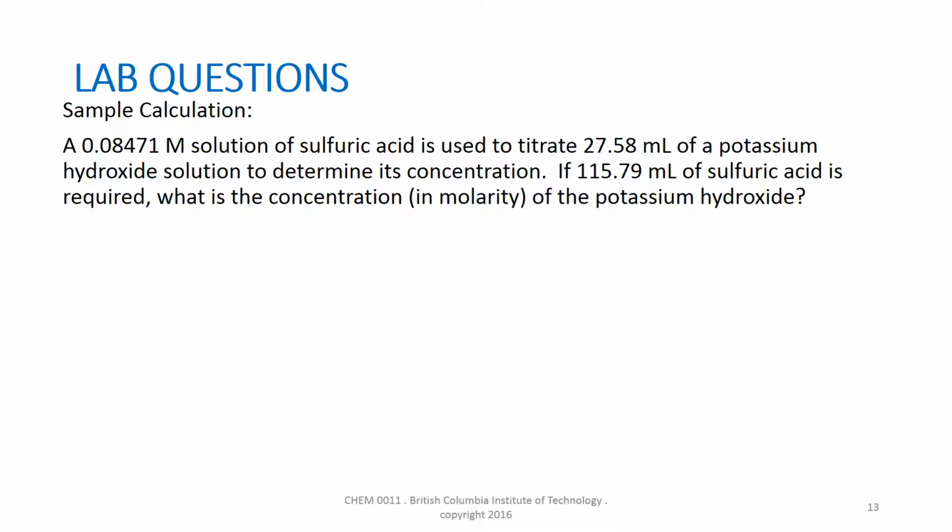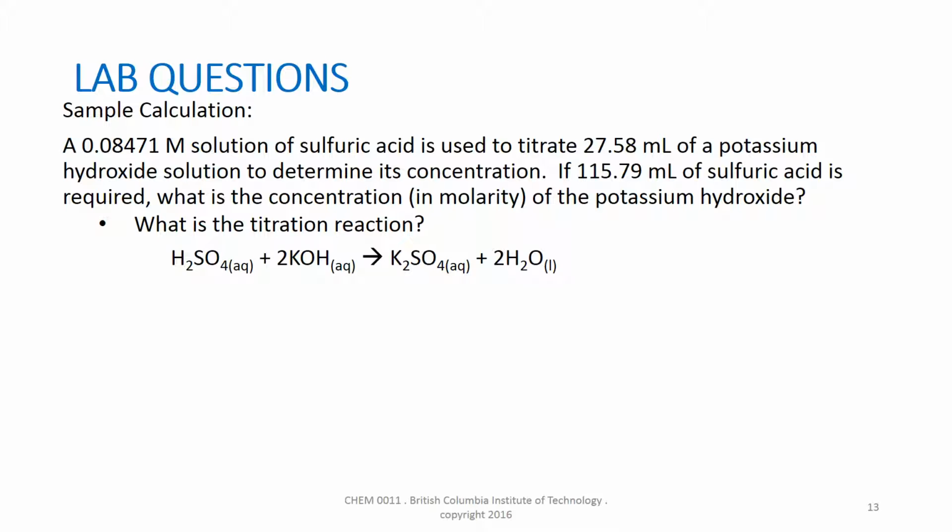Consider this sample problem, which is very similar to the lab question. In this case, 115.79 milliliters of a 0.08471 molar sulfuric acid solution is needed to titrate 27.58 milliliters of a potassium hydroxide solution. The balanced titration reaction is 1 mole of sulfuric acid reacts with 2 moles of potassium hydroxide to give 1 mole of potassium sulfate and 2 moles of water. Note that each mole of sulfuric acid reacts with 2 moles of potassium hydroxide.